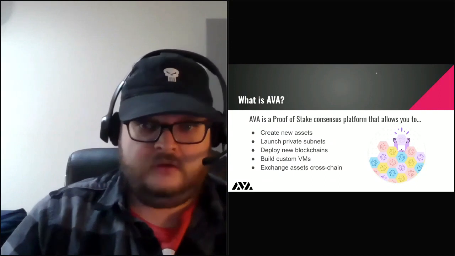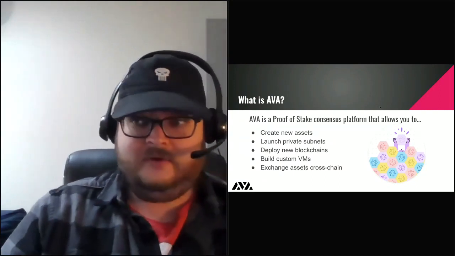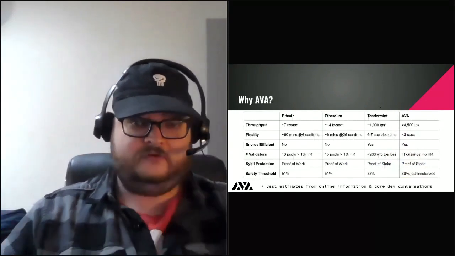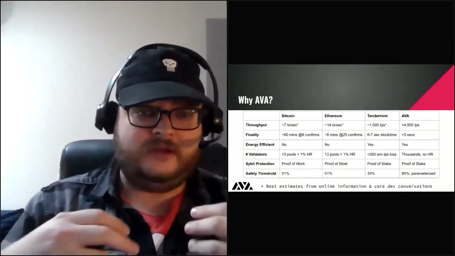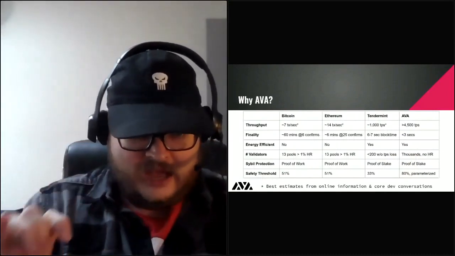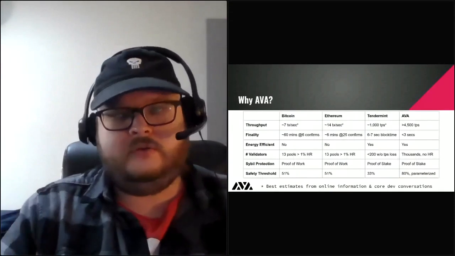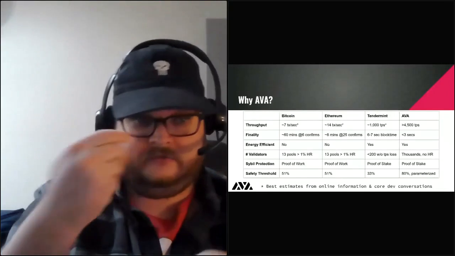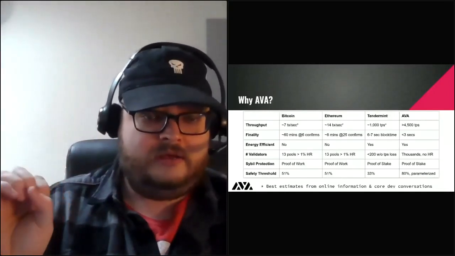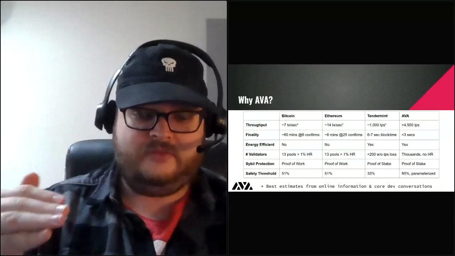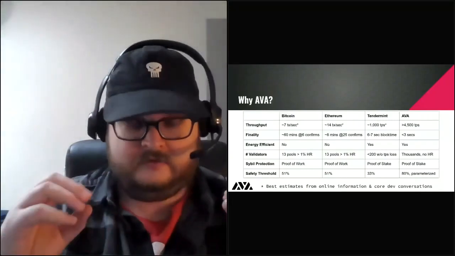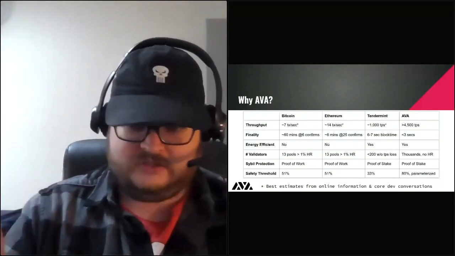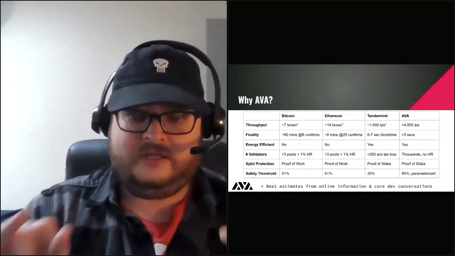So that's what Ava is, and let's get into why this is important and what's going on here. There's a lot of terminology around consensus mechanisms, but I really want to focus on some of the features that make Ava 2 orders of magnitude better than what's currently out there. The main measurement people typically use when talking about the scalability of a blockchain is throughput. That's not the only measure, but it is probably the one you hear the most.